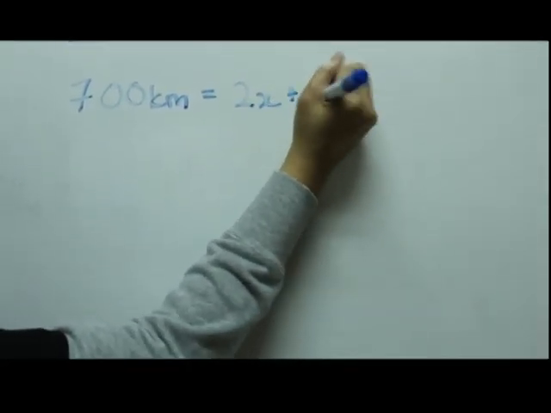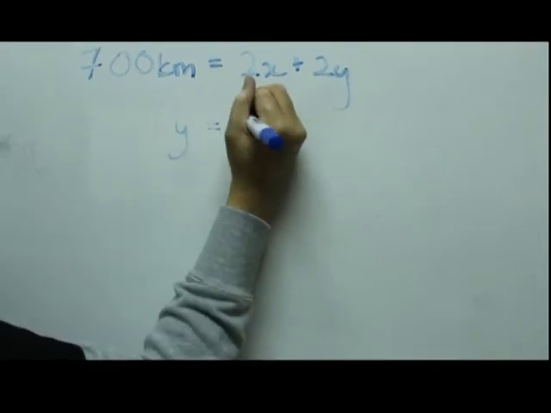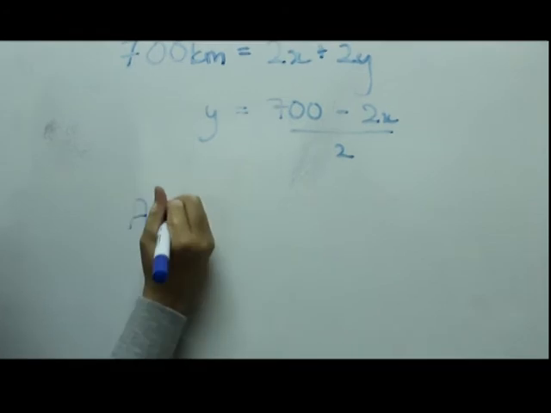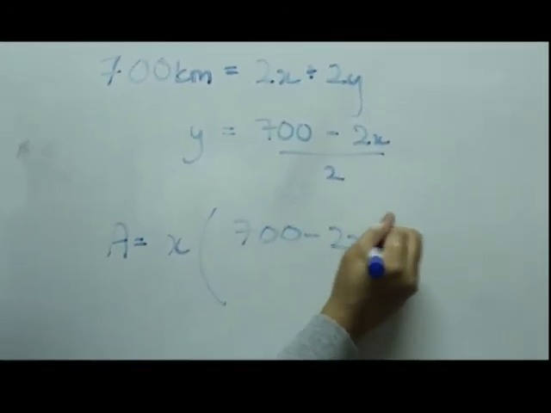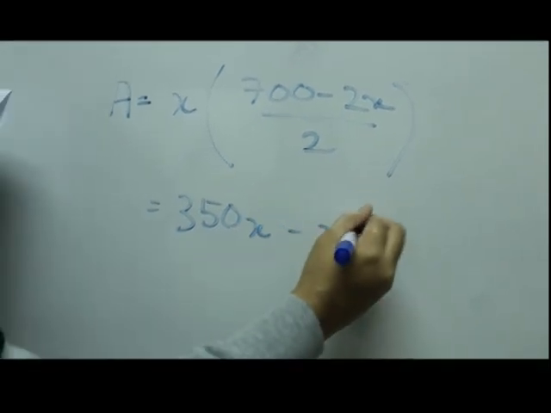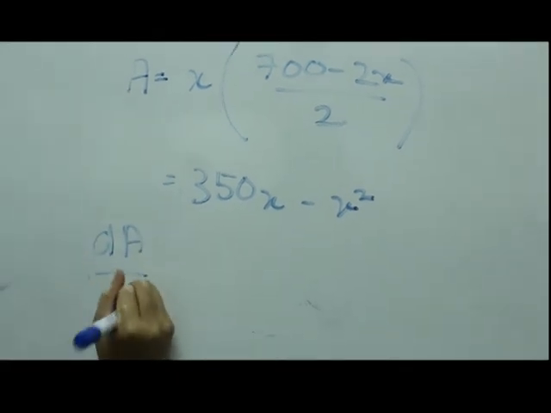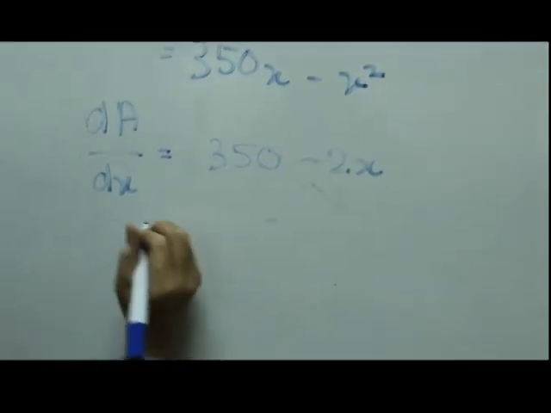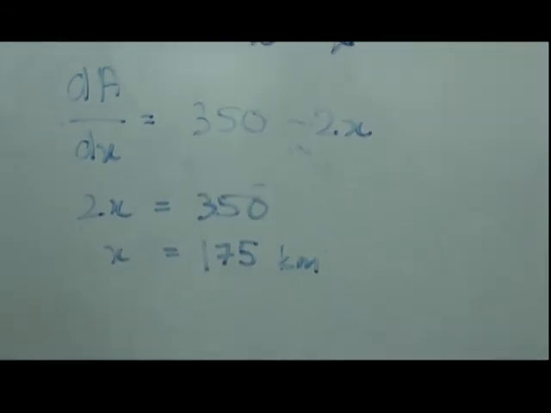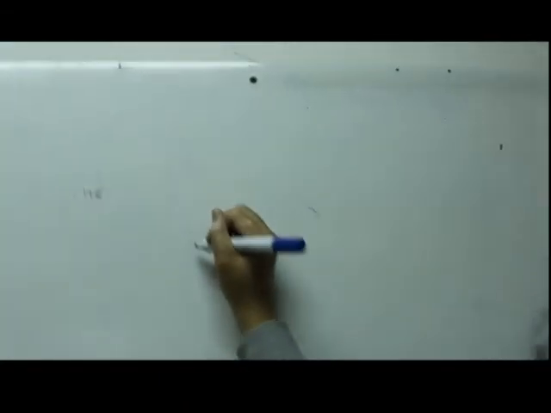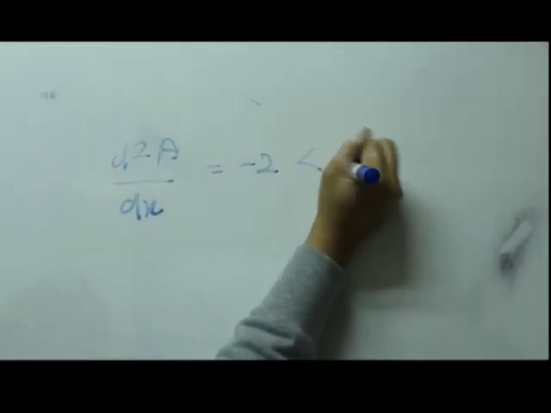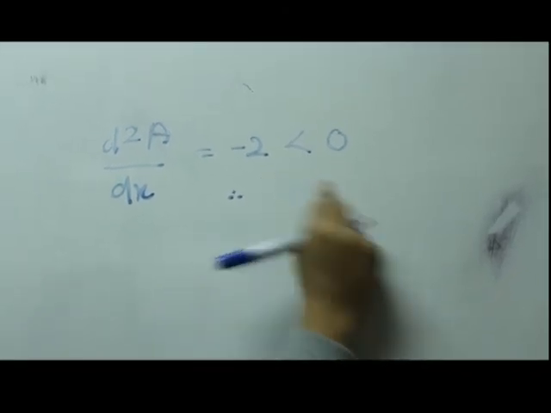We equate 700 kilometers to 2x plus 2y. And from this, we find that y is equal to 700 minus 2x over 2. Area is equal to x times 700 minus 2x over 2, which is equal to 350x minus x squared. After the first derivative, we find that the answer is 350 minus 2x. When we equate it to 0, we get 2x is equal to 350, and x is equal to 175 kilometers. Therefore, this is relative maxima.